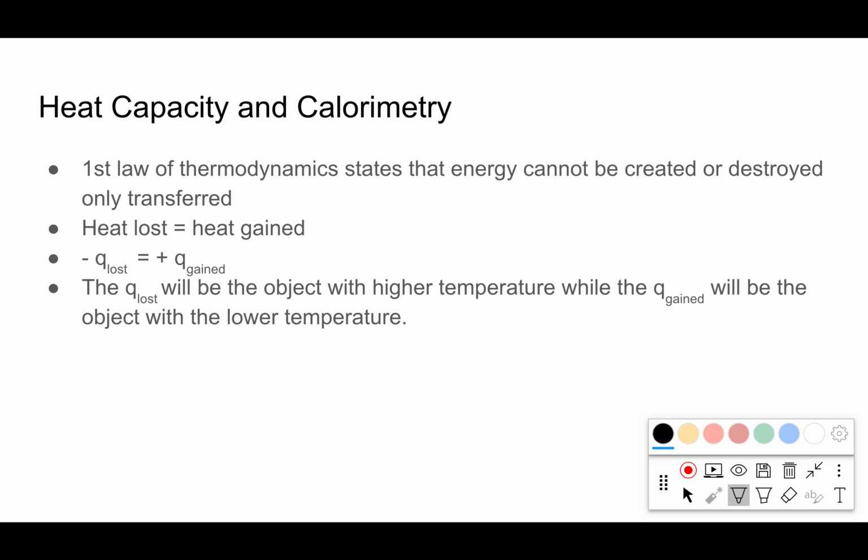So my heat loss numerically is going to be equal to my heat gained. The difference is that often your heat loss is going to be negative, your heat gain is going to be positive, but as far as the magnitude of the numbers, they're the same. Your amount of Q loss will be the object with the higher temperature, while the Q gained is the object with the lower temperature. So most of the time, we take a piece of metal that's hot and put it in water. So the metal is typically my Q lost, and the water is my Q gained.